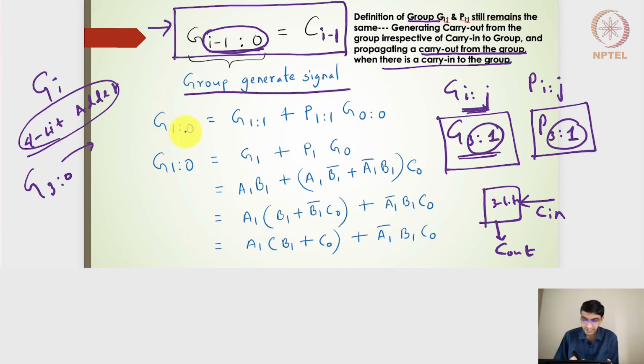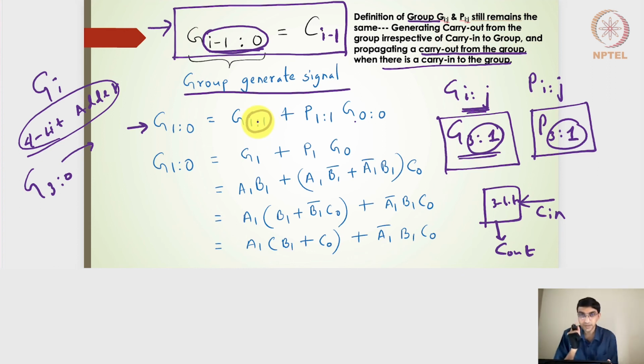So if I consider G1 is to 0, by definition, the group-wise generate signal, G1 is to 0 is nothing but G1 is to 1 plus P1 is to 1 and then G0 is to 0. G0 is to 0 is nothing but G0, P1 is to 1 is nothing but P1, and G1 is to 1 is nothing but G1. So what it means is, if I have the same i and j, it dissolves into a 1 bit.